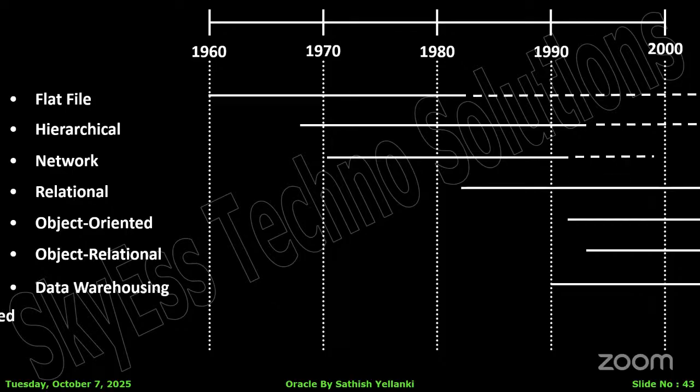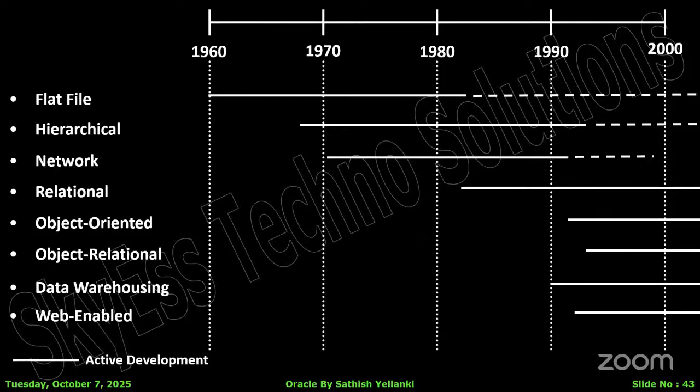Then the world went into web-enabled databases. Web-enabled databases started surging after Java came into the picture, but their ideological identification is there around the 1990s itself. So that's the entire timeline and landscape of your constructive database management systems.